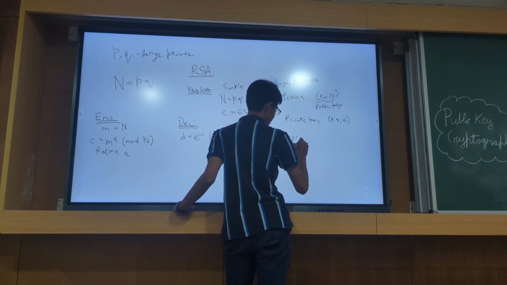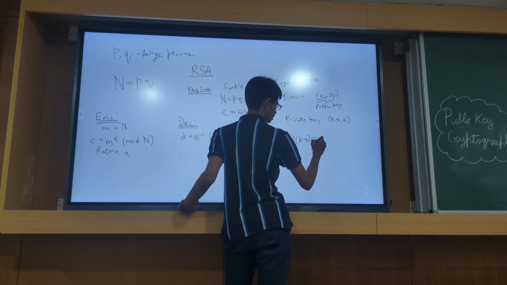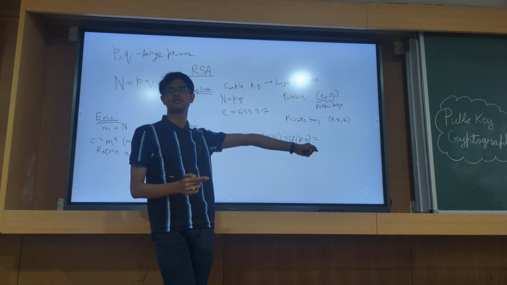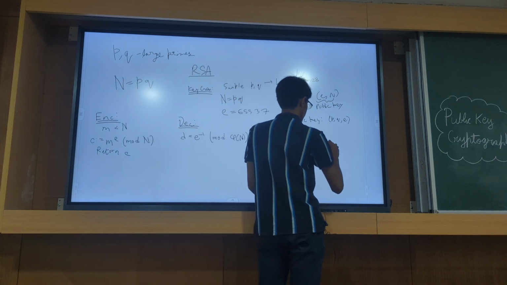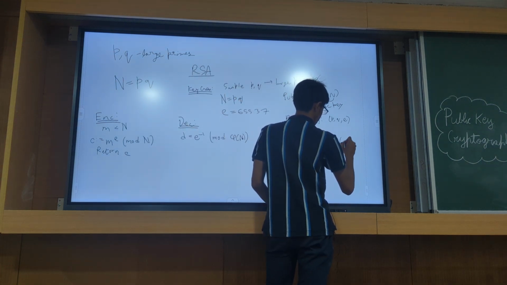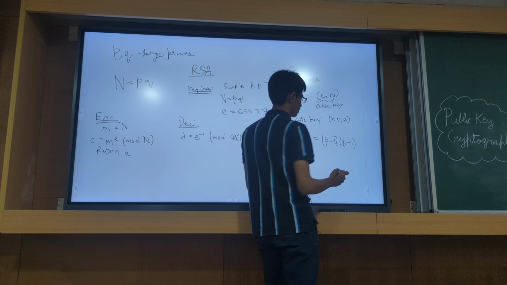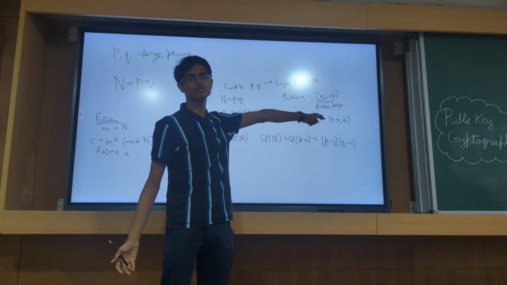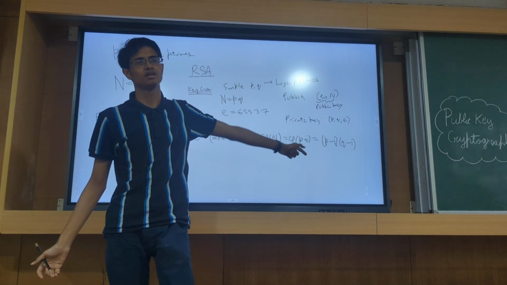Phi of n is phi of p times q, right? Which is prime. So can anyone tell me what this will be? This is p minus 1 times q minus 1. Which Bob can easily compute, right? Because Bob knows p and q. So he can compute phi of n.